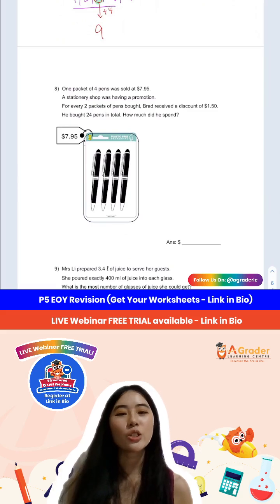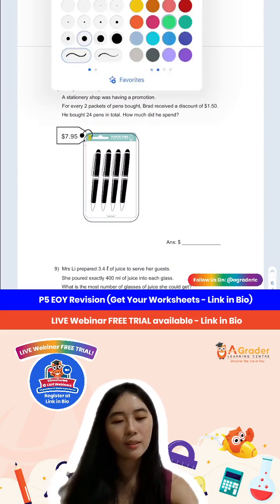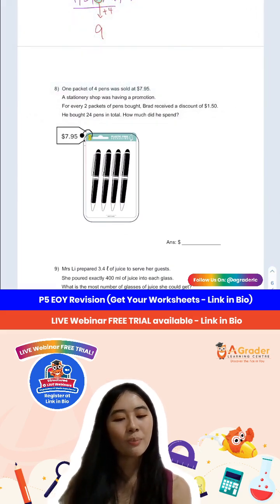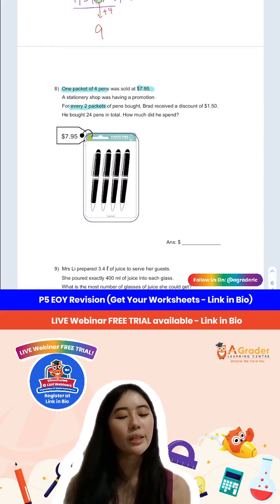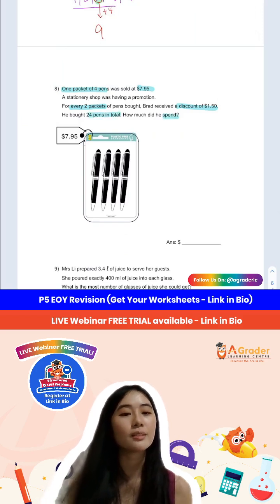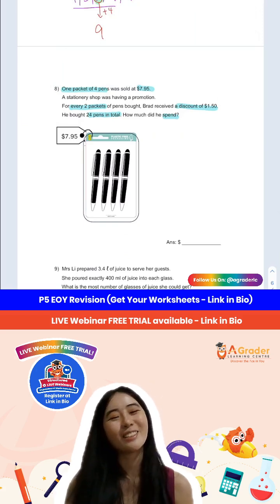Again, you can read the question first. And there's a picture here for you to look at. One packet of 4 pens was sold at $7.95. There was a promotion, so for every 2 packets, Brad received a discount of $1.50. He bought 24 pens in total. How much did he spend? How rich is Brad? I don't know, but he buys quite a lot, so he must be quite rich.